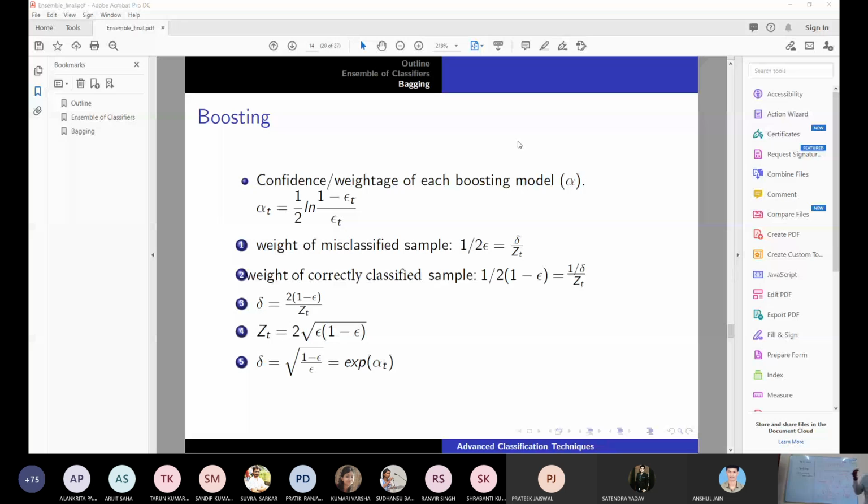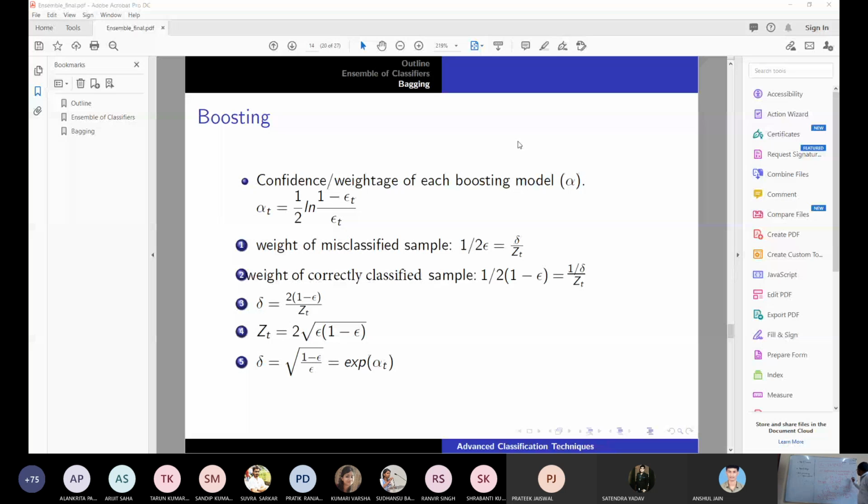And in the previous slide, what I said is that for the misclassified sample, the weight will be 1 by 2 epsilon. Whatever the weight earlier, you have to multiply by 1 by 2 epsilon. Now this weight update is delta t. So therefore, we can write 1 by 2 epsilon equal to delta by some value Zt. Zt is nothing but the normalization factor. Let's say this is equation number 1.